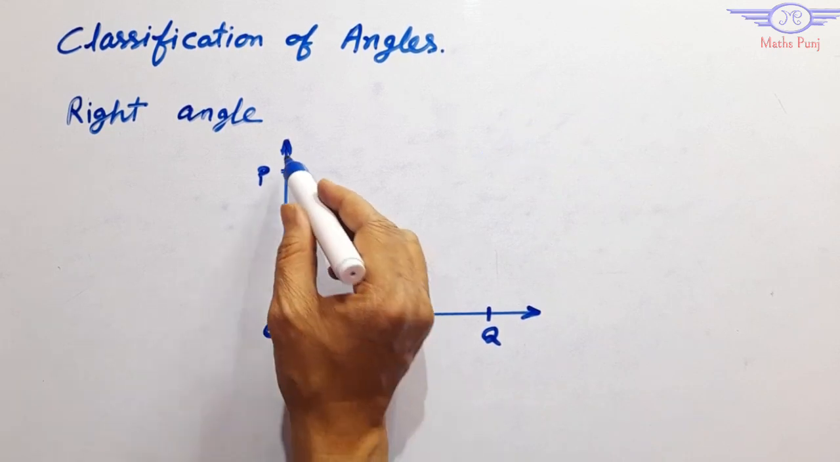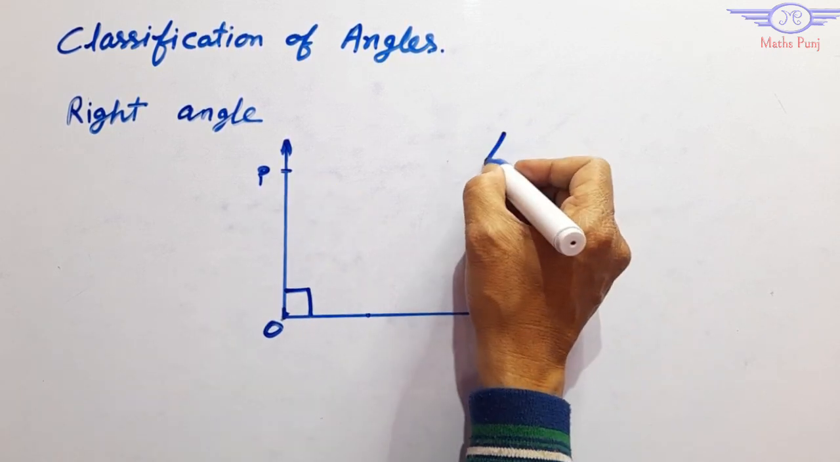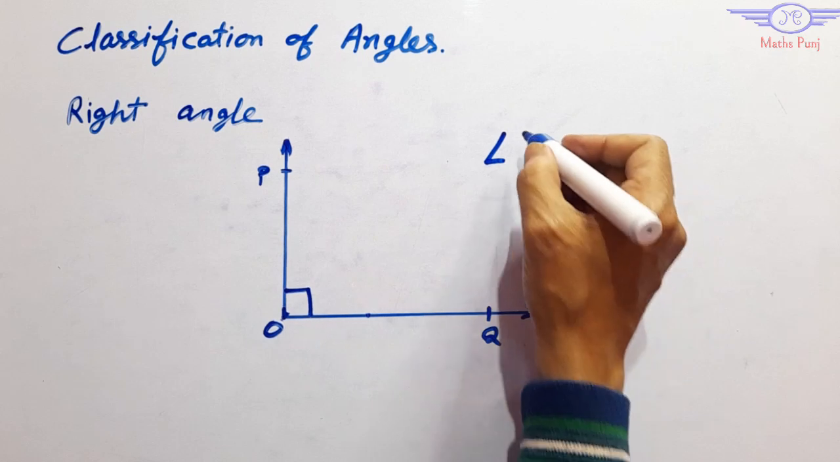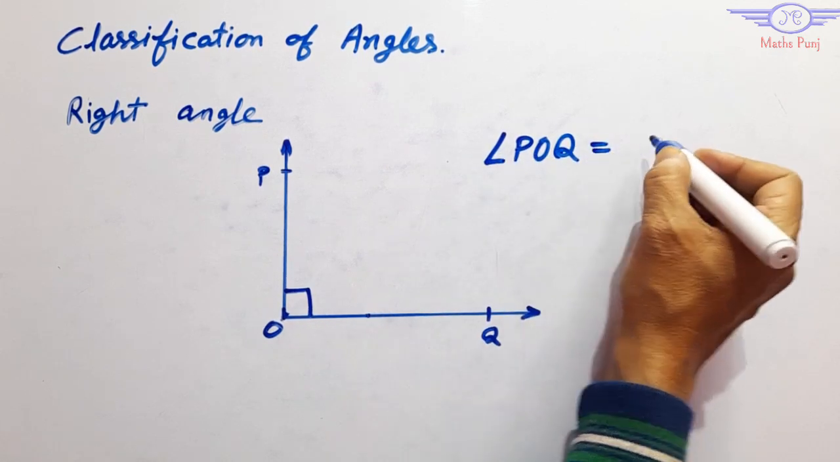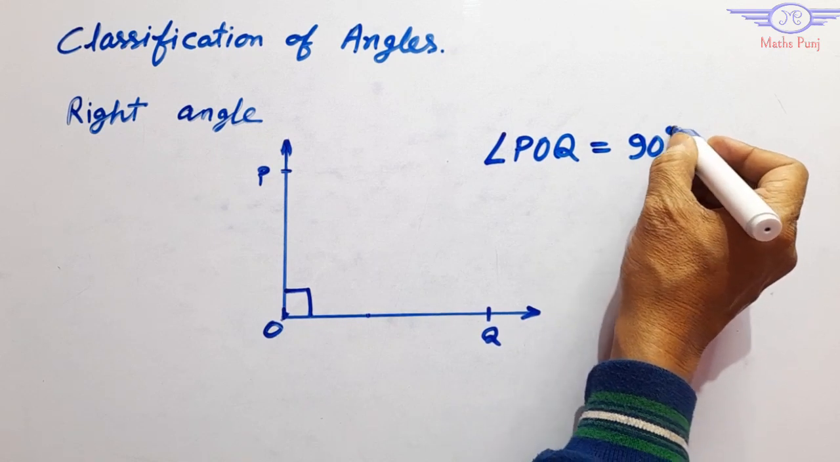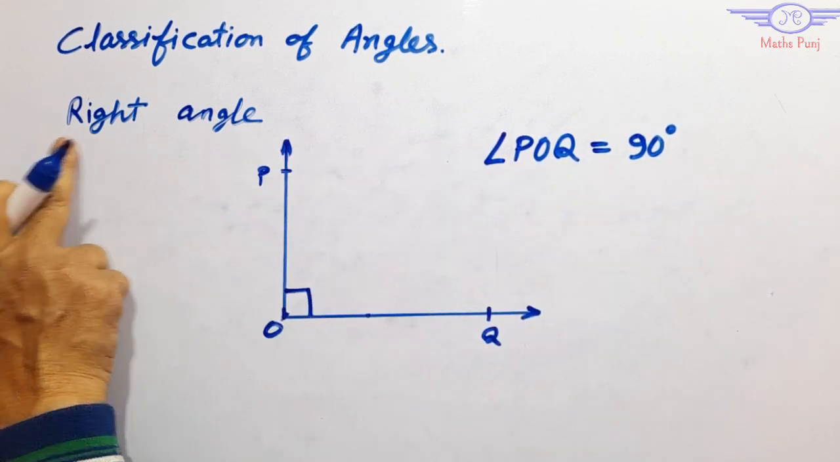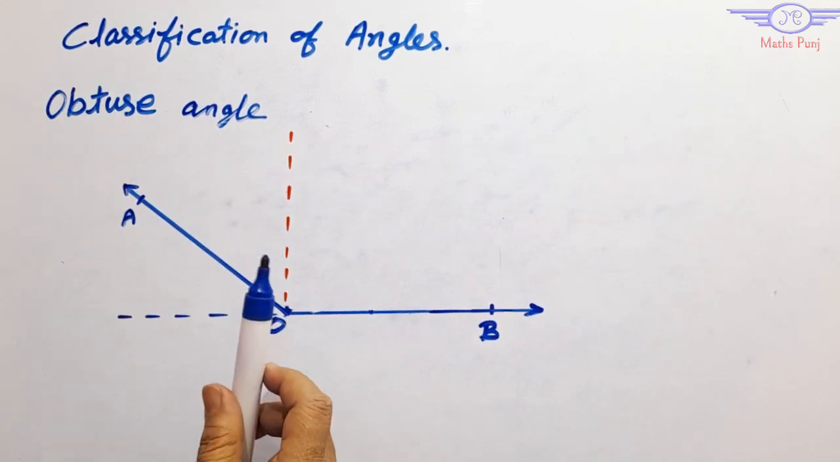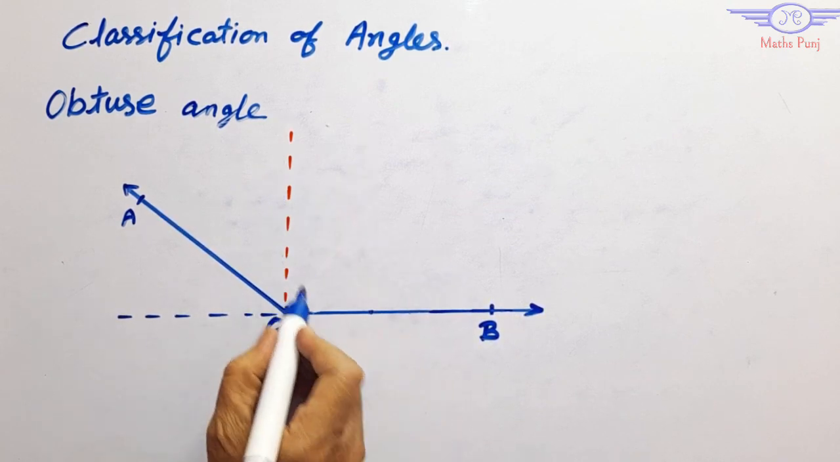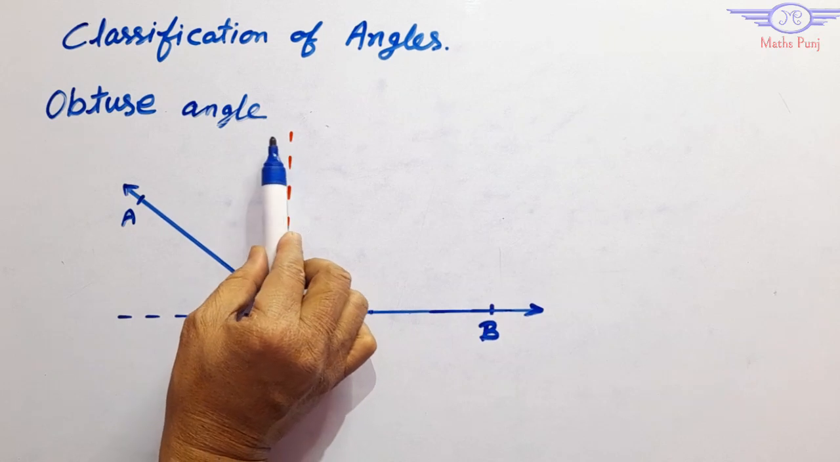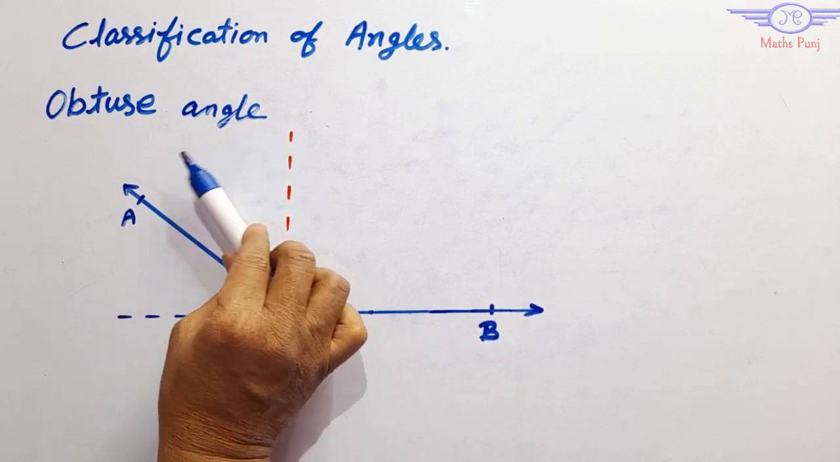So here is the naming of the right angle. This is the angle POQ, and when POQ is exactly 90 degrees, we call it a right angle. When an angle measures more than 90 degrees, it is called an obtuse angle.